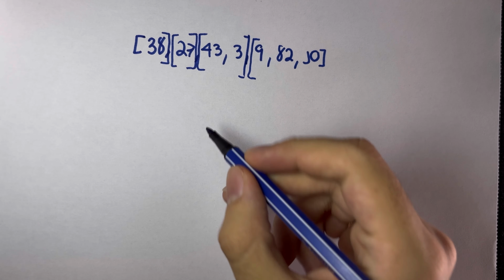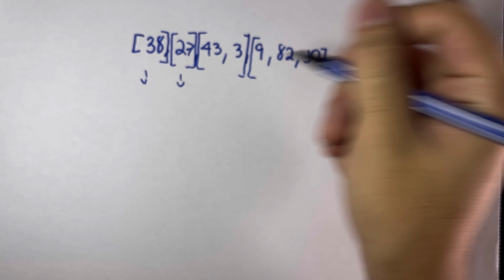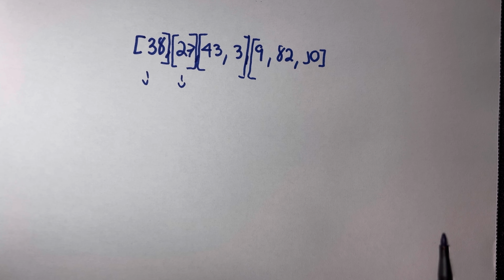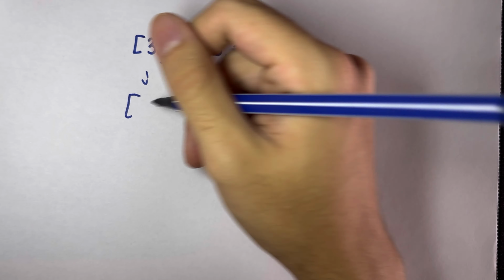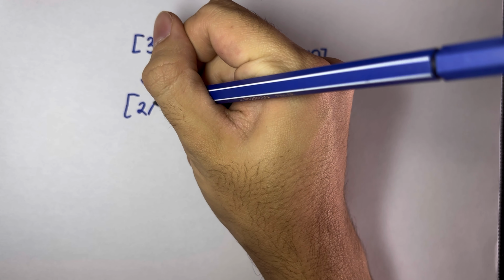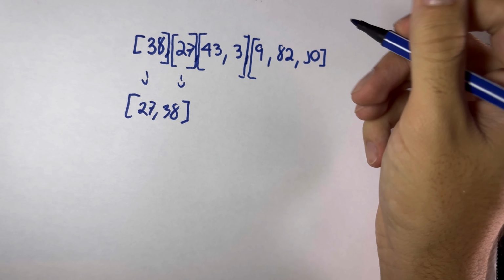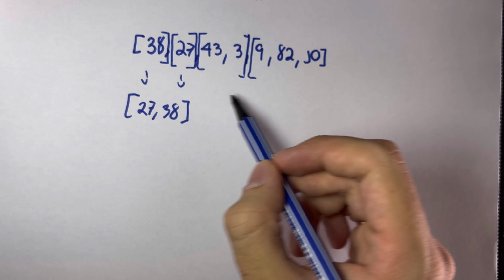So in this case, we're going to get them here, and we're going to compare 38 with 27. Which one is smaller? In this case, 27 is smaller, so we will put it before, and we're going to sort the array this way. We're going to have 27, and we're going to have 38. Okay, this part is sorted. So we're going to the second half here.